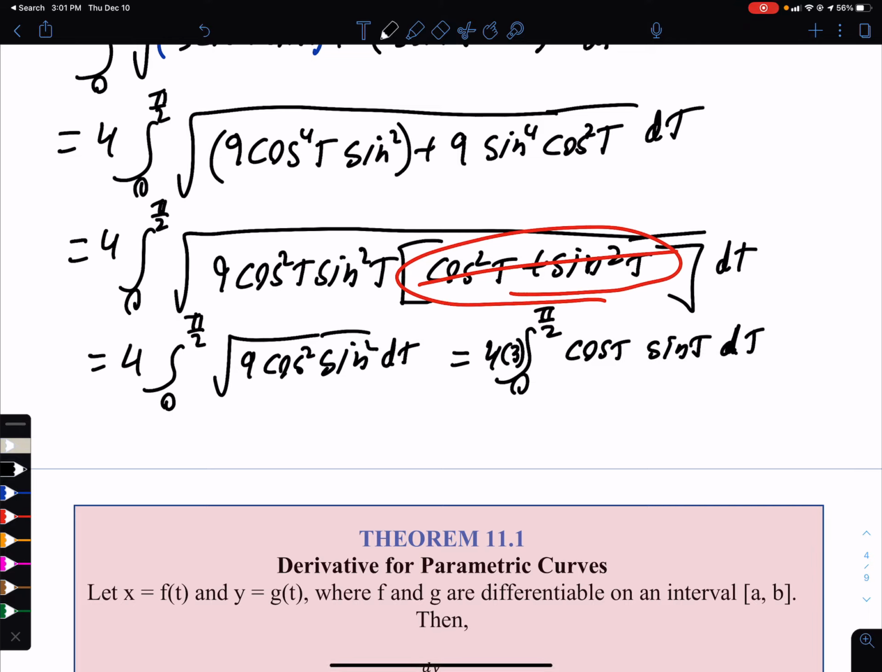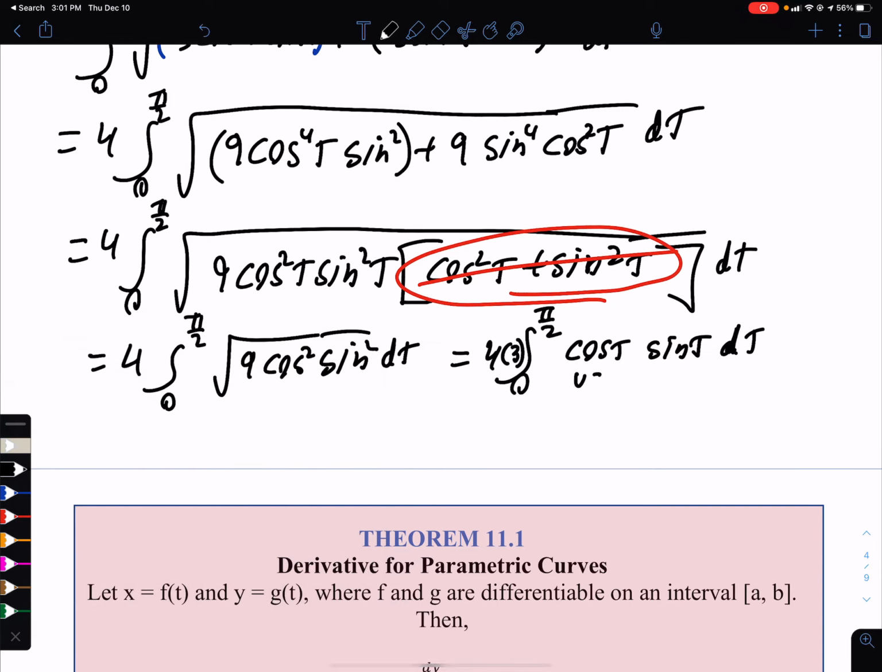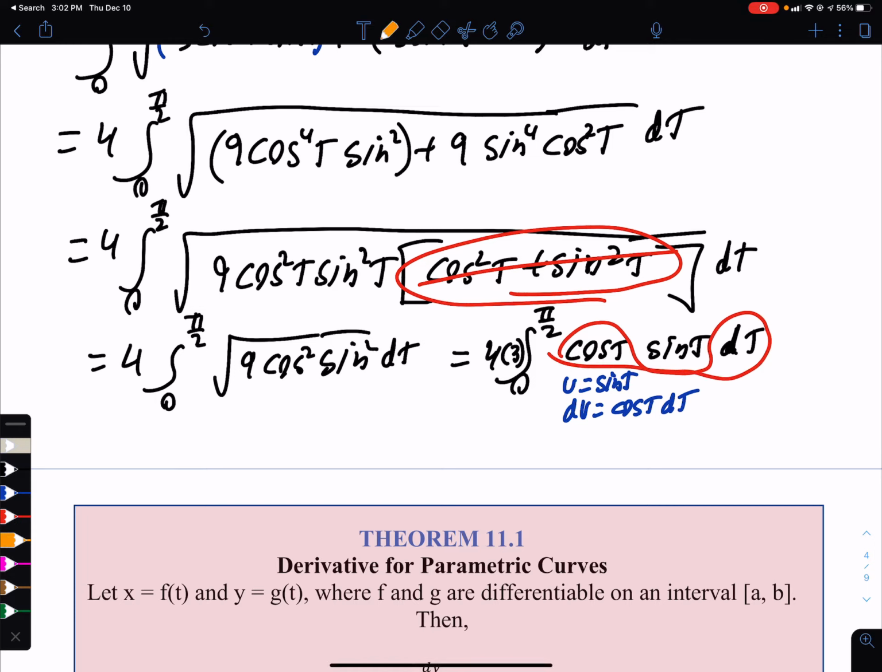Oh no, I'm in trouble, because what's the antiderivative of this? It's going to be a u sub again. I'm going to do a different color. u will be sine t, du would be cosine t dt. But what's cool, we already have cosine t dt right there. And this will be u, so I can rewrite all this as 12 integral u du.